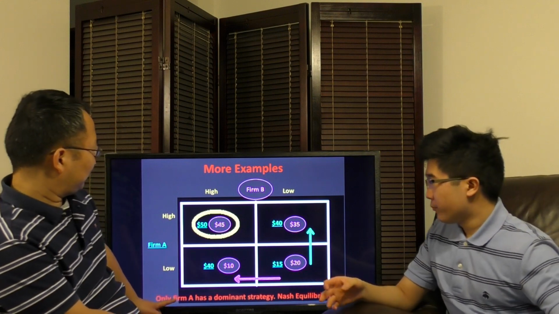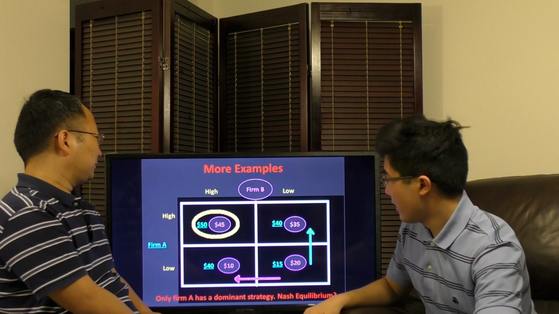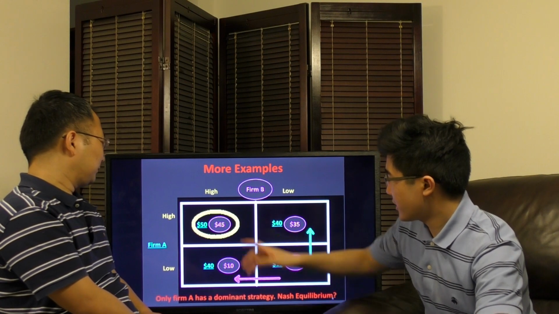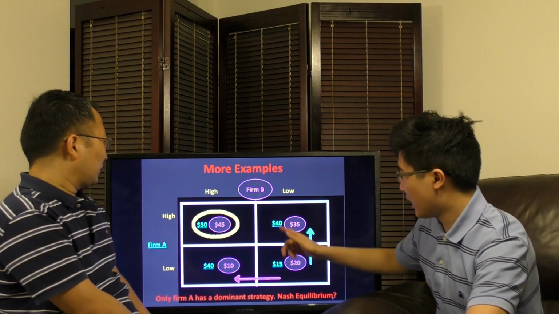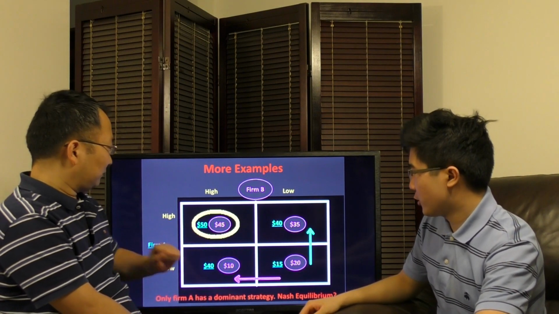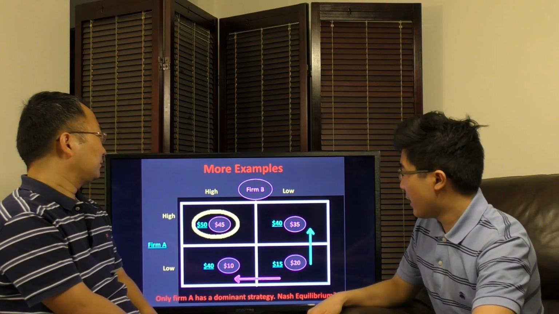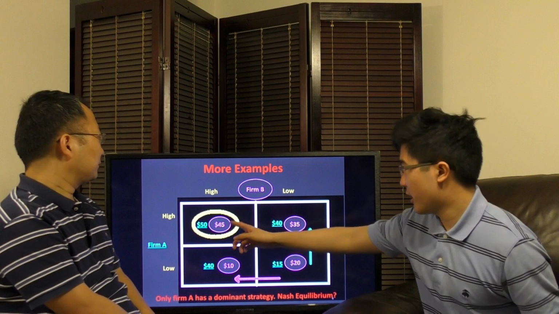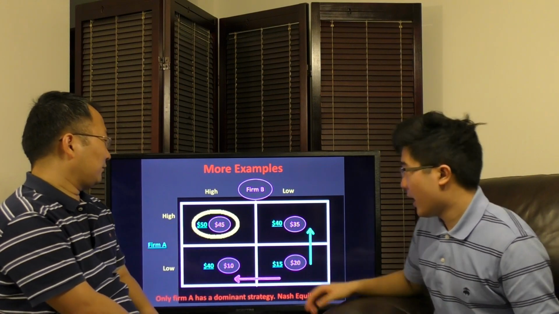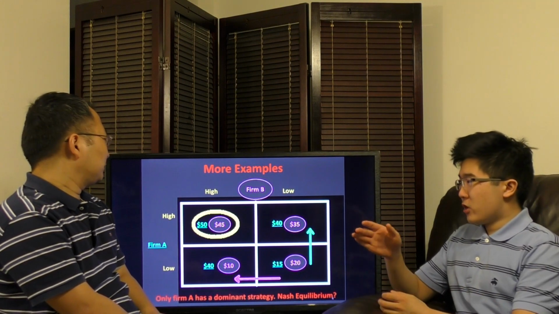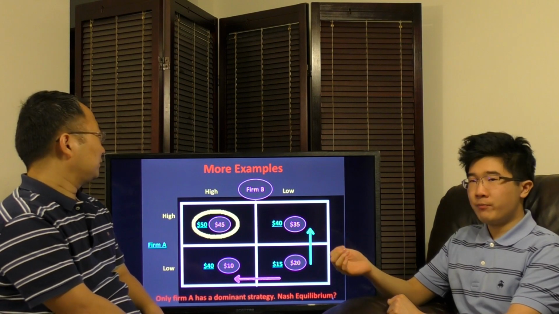Let's say in this case, firm A and firm B both want to price high because the combined profit is the highest. However, if firm B priced high, firm A will be better off pricing high, and if firm B priced low, firm A will also be better off pricing high. However, there's a different story for firm B. Firm B has no dominant strategy. Why? Because if firm A prices high, then firm B would be better off pricing high. However, if firm A prices low, firm B is better off pricing low. And so firm A has a dominant strategy to price high no matter what firm B does, because in either scenario they make the most profit.